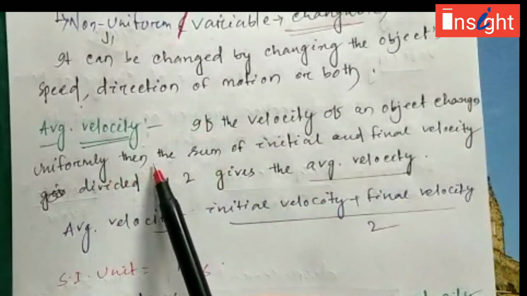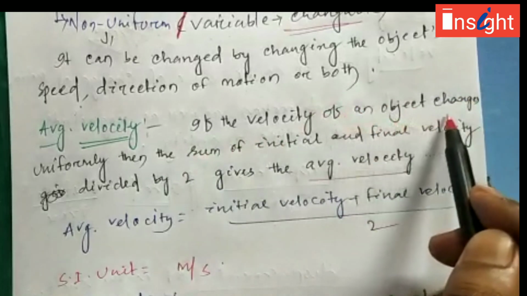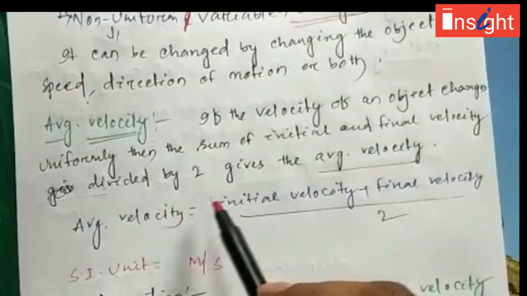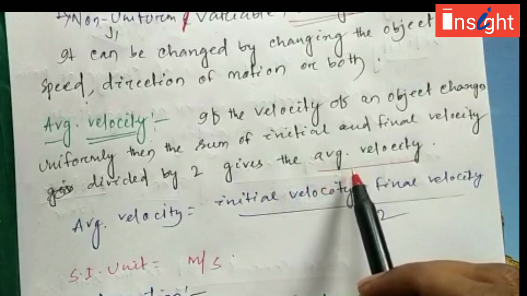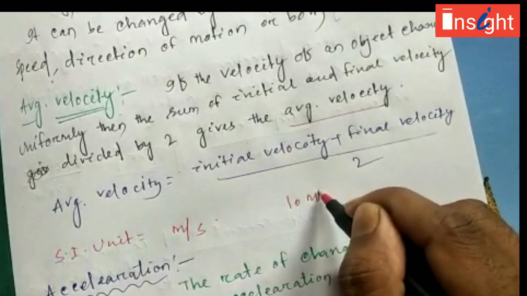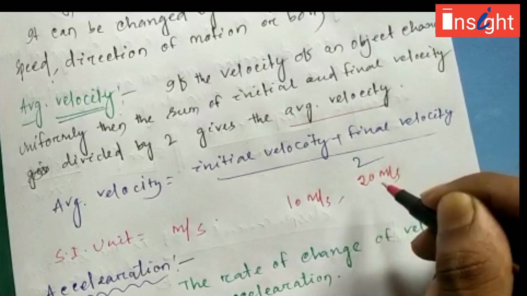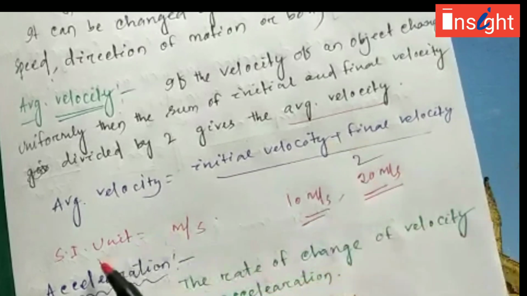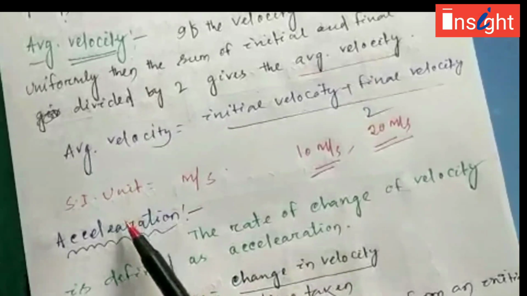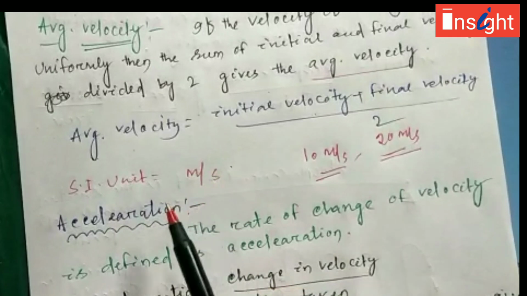Then average velocity, another term. Average velocity can only be calculated when velocity changes uniformly. If the velocity of an object changes uniformly, then the sum of initial and final velocity divided by 2 gives the average velocity. Suppose the velocity of a body is first 10 meter per second, then later 20 meter per second. These are the initial and final velocity. Then the average velocity is initial velocity plus final velocity divided by 2. The SI unit of velocity is meter per second, the same as the unit of speed.